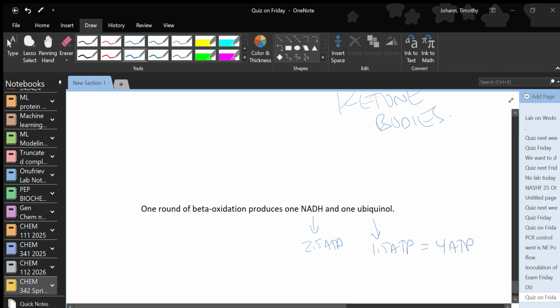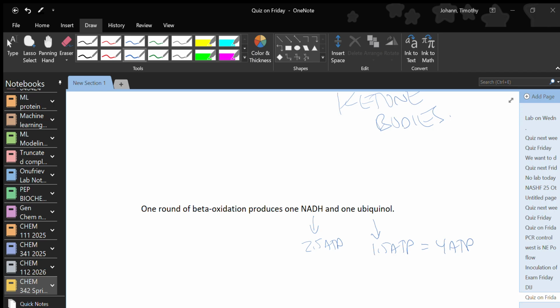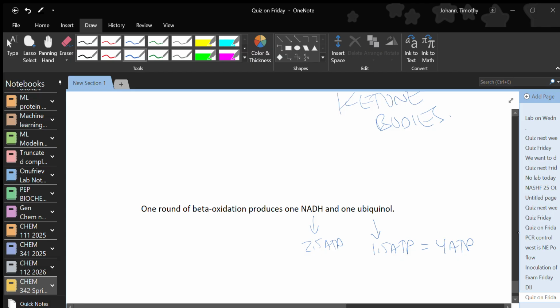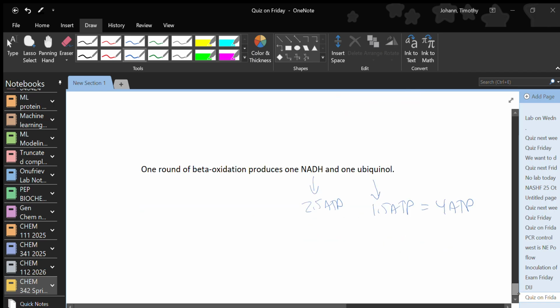Okay? Compared to glycolysis, where you were getting 2 ATP per glucose, and then you get what you get afterwards. They're not the same molecule, but this is just one carbon. Anyway, questions?